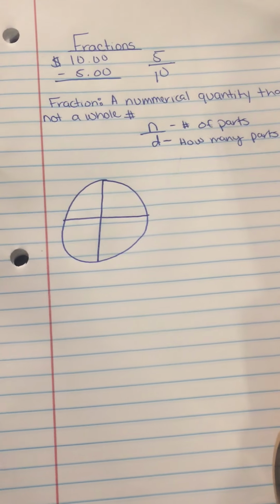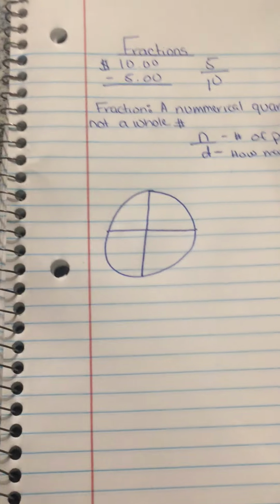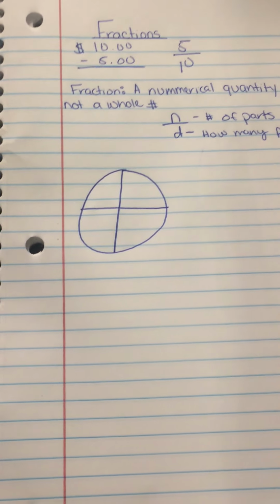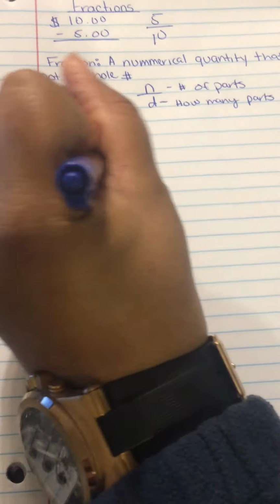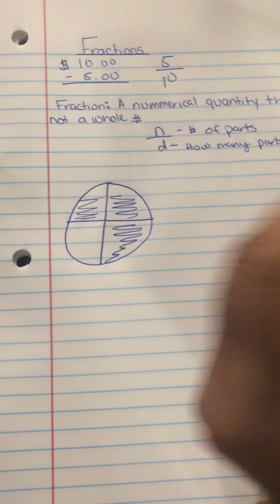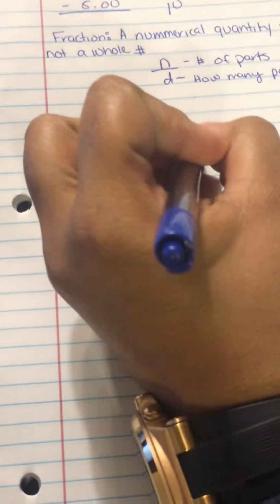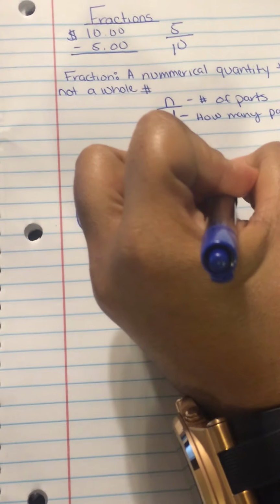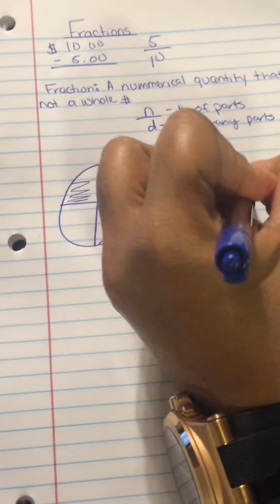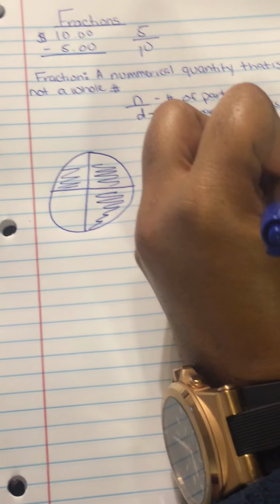Okay, to start off, we're just going to do something simple. Since it's 4 of us and we only eat 3 slices, I'm going to shade in 3 of the 4. So it's 3 slices eaten out of the 4. So I'm going to write the fraction as 3 over 4. I'm going to write it 3 over 4 because 3 is the number of parts we ate out of the whole, and the whole number is 4. So you could say this fraction as 3/4 instead of saying 3 out of 4.